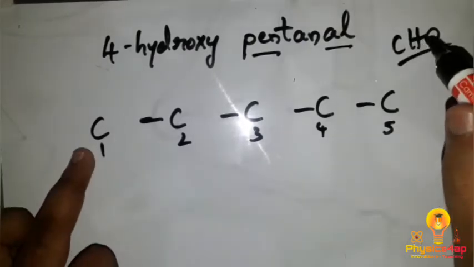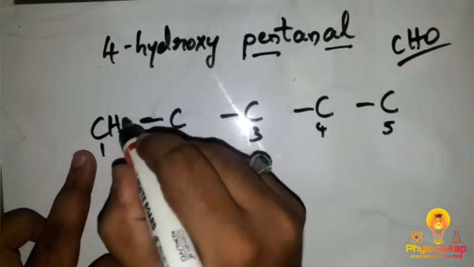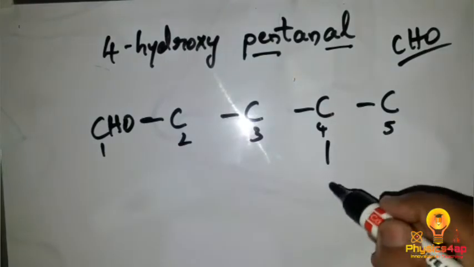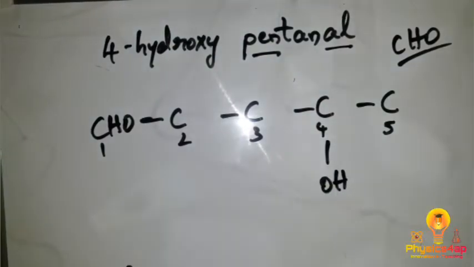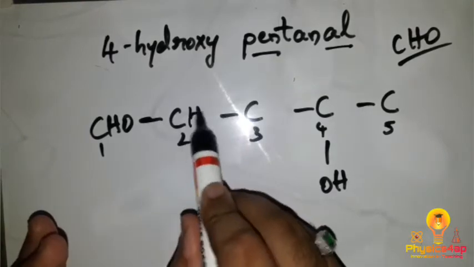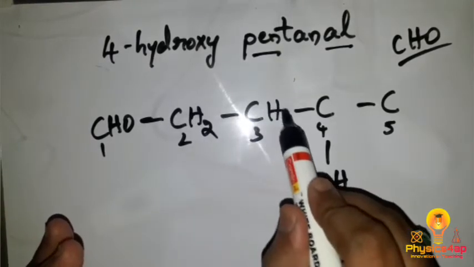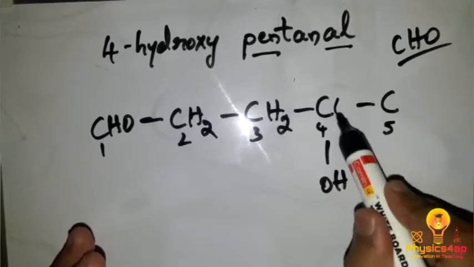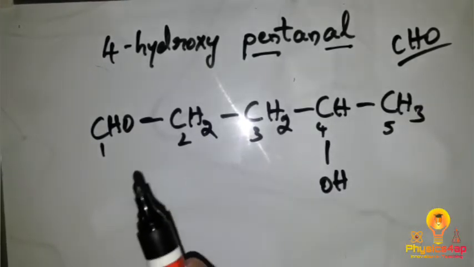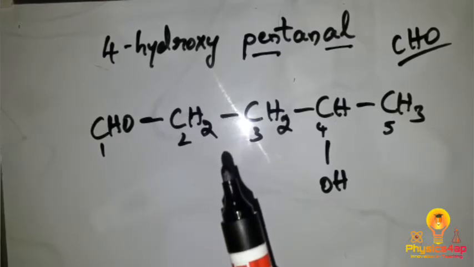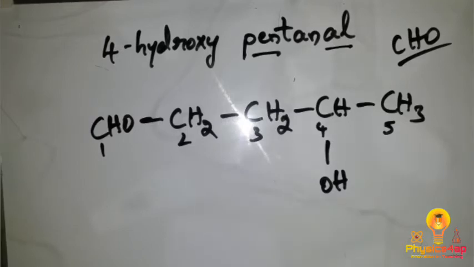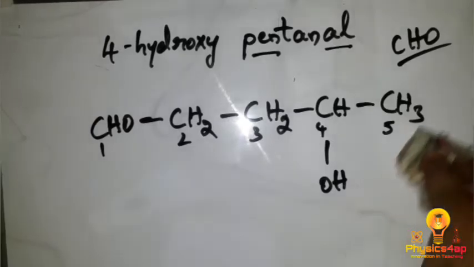So already we have the C over here, now we have CHO, and at the fourth position we have a hydroxy, that is 4-OH. Now it's time to fill up the hydrogens. 1 2 3 4, 1 2 3 4, 1 2 3, 1 hydrogen, and here 3 hydrogens. So this is the structure of the compound 4-hydroxypentanal. Let's move on to another one.